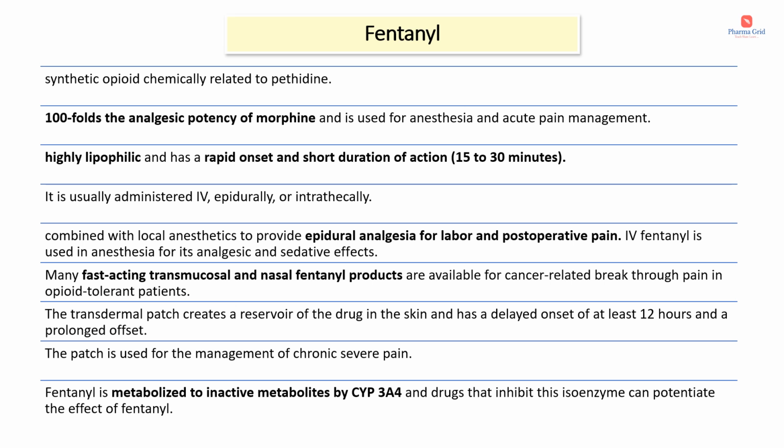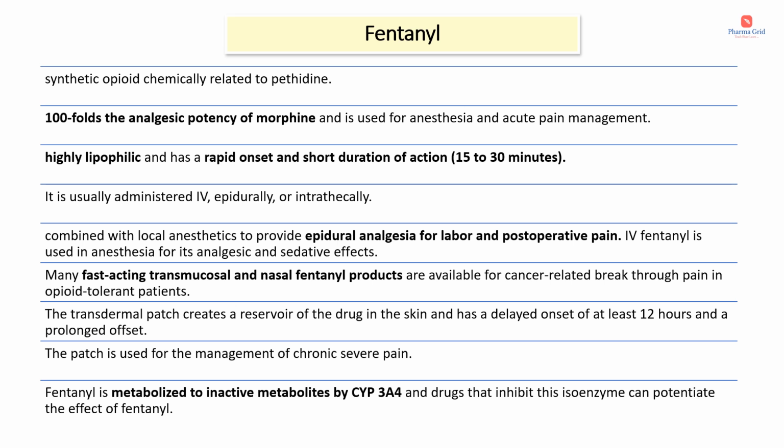So the next important opioid drug is fentanyl. It is a synthetic opioid chemically related to pethidine. It has 100-fold the analgesic potency of morphine and it is used for anesthesia and acute pain management. It is highly lipophilic, which means it can easily penetrate the CNS and has a rapid onset and short duration of action, that is 15 to 30 minutes. It is usually administered IV, epidurally or intrathecally. Fentanyl is combined with local anesthetics to provide epidural analgesia for labor and post-operative pain. IV fentanyl is used in anesthesia for its analgesic and sedative effects.